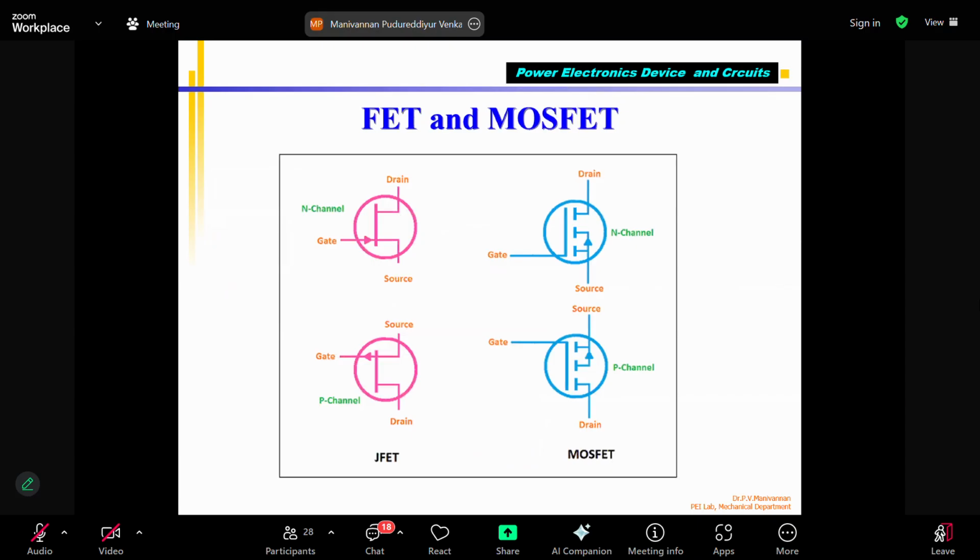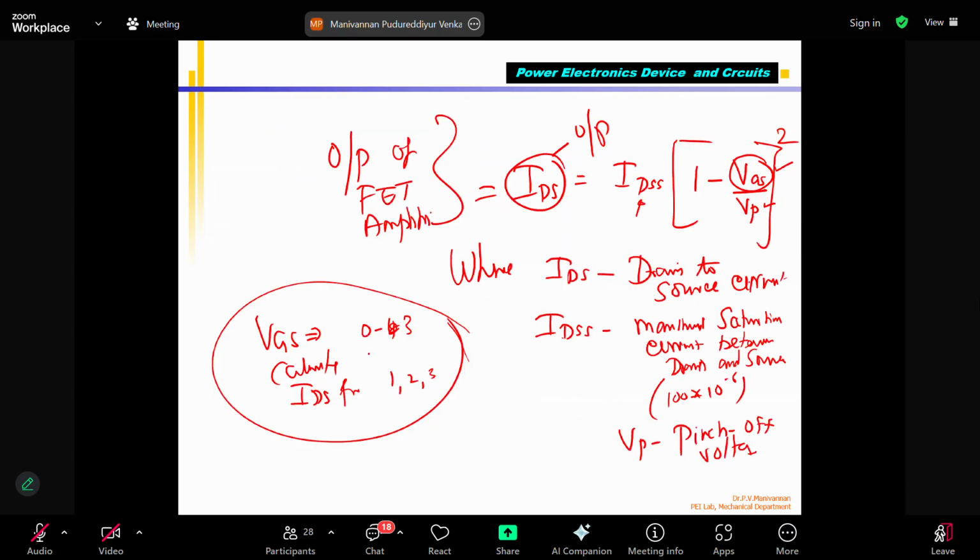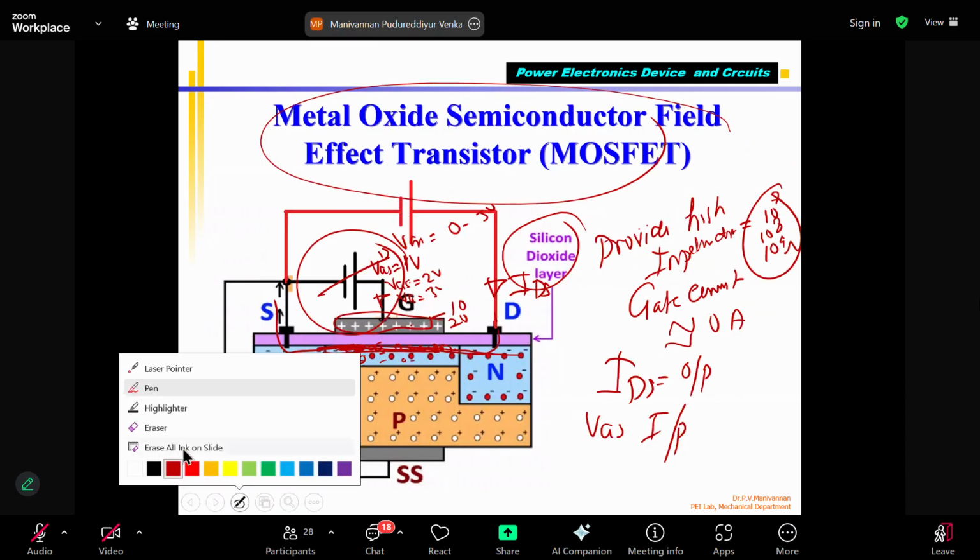So, no problem. In the previous class I showed you the symbolic representation of the N channel JFET. This is the JFET, correct? And this is the P channel JFET. Same thing in the case of MOSFET also: you have the N channel type and the P channel type. What is the difference? I will tell you one thing, quickly note it down.